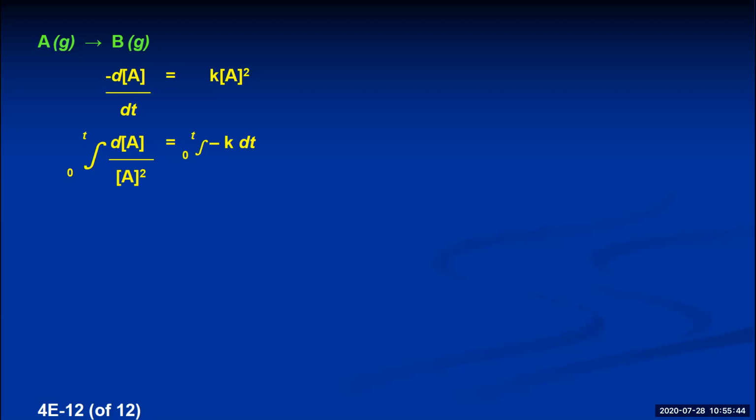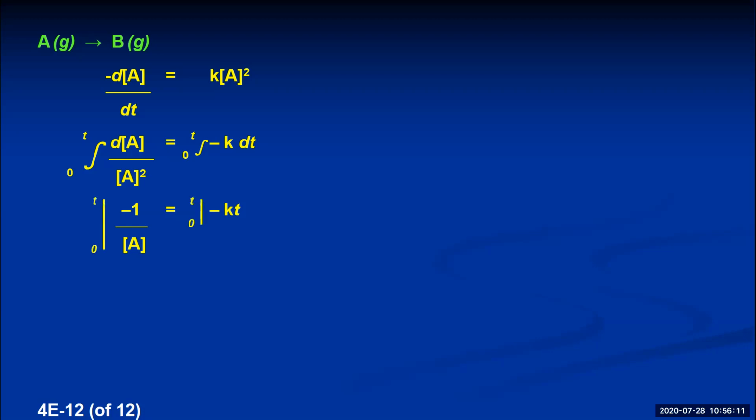So this is going to wind up being negative 1 multiplied by A to the negative 1 power, or negative 1 over A if you want. The other side of the equation is just going to be negative kt again. So once again, the integral of 1 over A squared is going to be negative 1 times A to the negative first power, or negative 1 over A. And then on the right side, the integral of negative k dt is just negative kt.